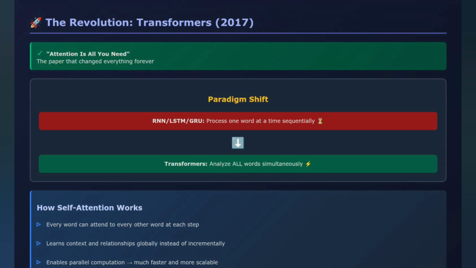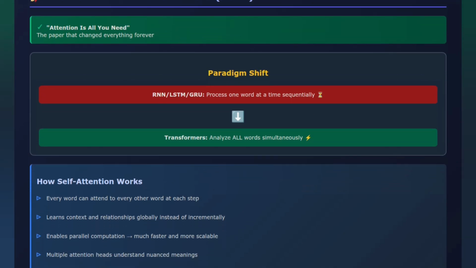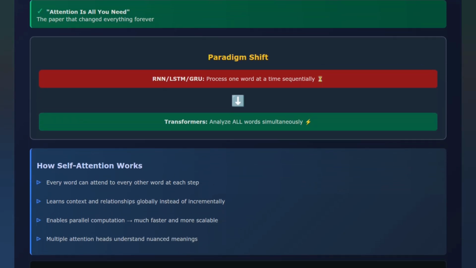RNNs, LSTMs, GRUs, they all process sequences like this. One word, then the next word, then the next word. Sequential, step by step. Transformers said, what if we analyze all words simultaneously? What if every word can look at every other word at the same time? This is the self-attention mechanism. Let me explain what this means.